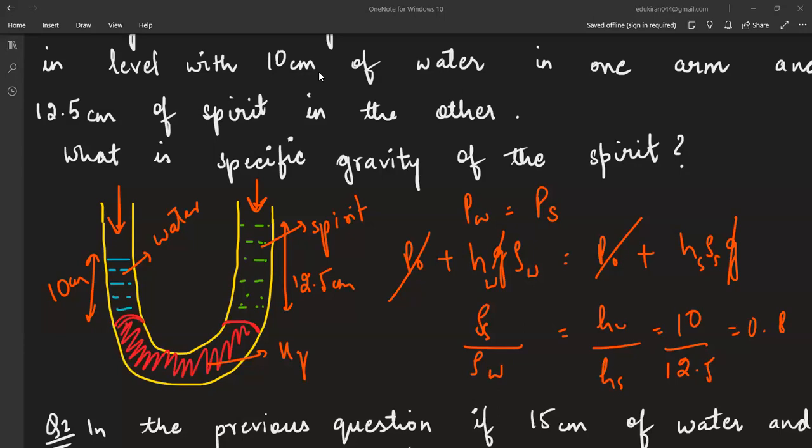Specific gravity is the ratio. Specific gravity of the spirit. Specific gravity is the other name for relative density. And relative density is density of the body by density of water. So density of the body, that is density of spirit divided by density of water.